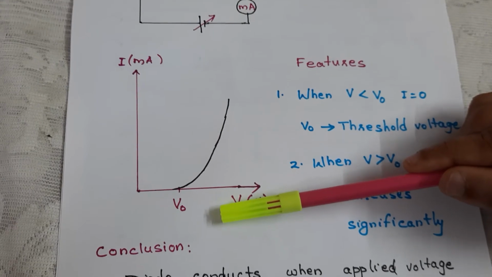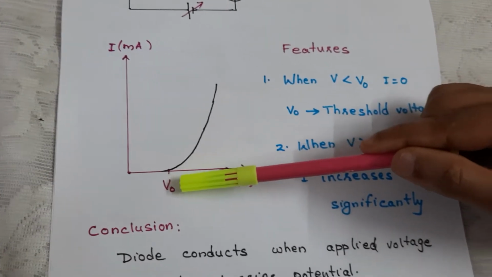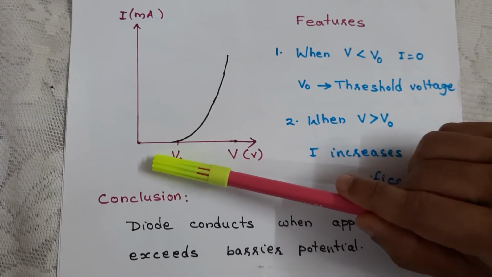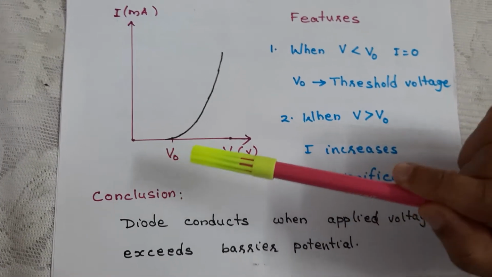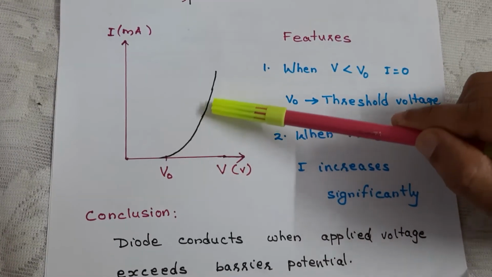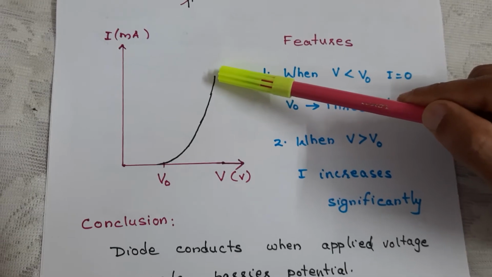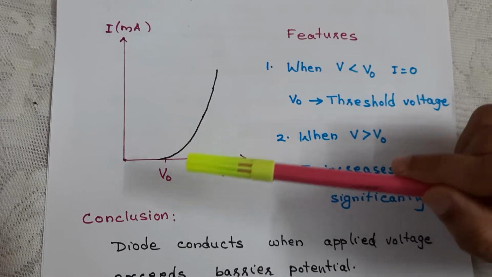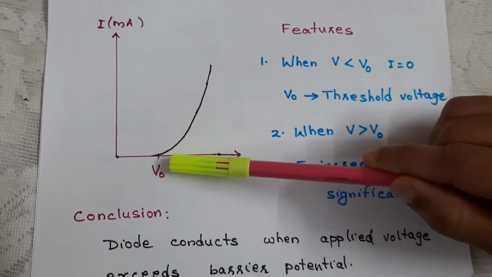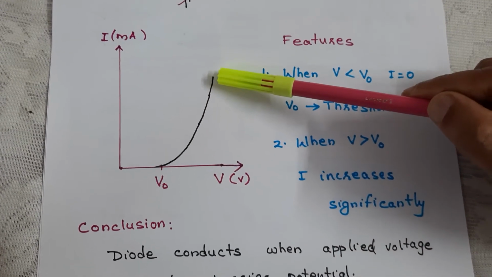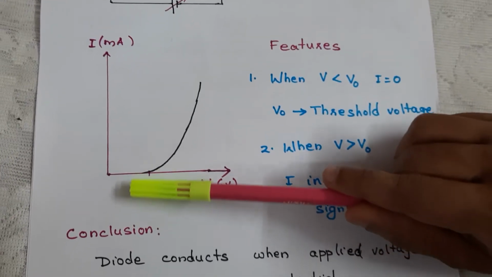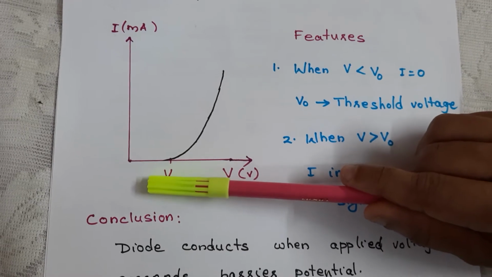It is seen that when the voltage is less than V0, that is a threshold voltage, current is 0. When the voltage exceeds V0, the current increases significantly. This is because when the applied voltage overcomes the barrier potential, diode conducts. When the applied voltage is less than the barrier potential, the diode doesn't conduct or the current is 0.